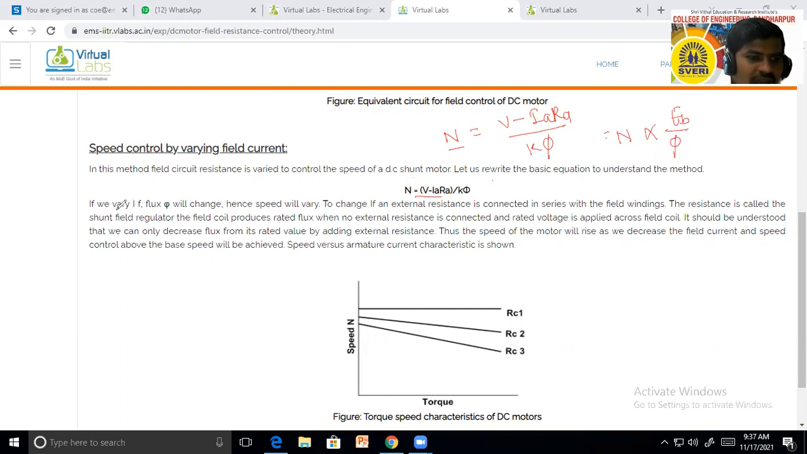If we vary the IF, that means if the IF can be varied, then according to this equation, phi is directly proportional to IF. IF varies, that means flux varies. Okay, if the IF increases, flux increases. IF can be varied by reducing or increasing the value of the resistance which is connected in series with the field winding.